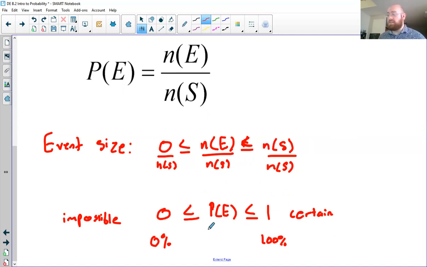So keeping this in mind can help us identify possible mistakes. For example, if we get a probability that's negative or a probability that's greater than 1, we should say, hold on a second, something's wrong. I need to go back and fix this. So remembering this fact about probability is useful and important.